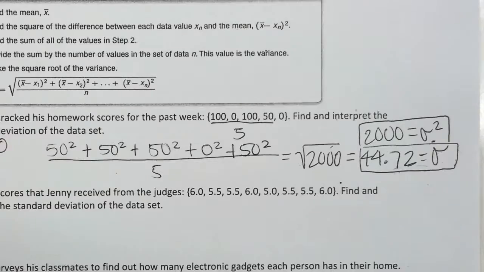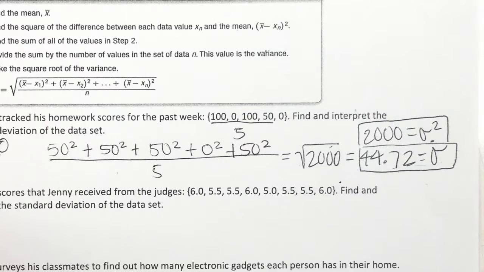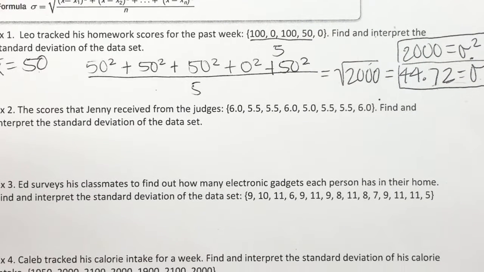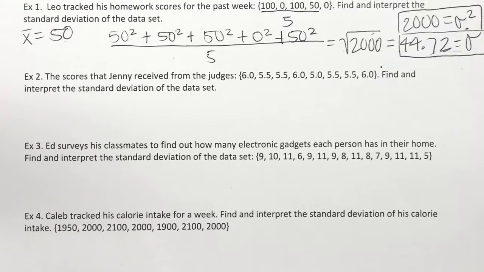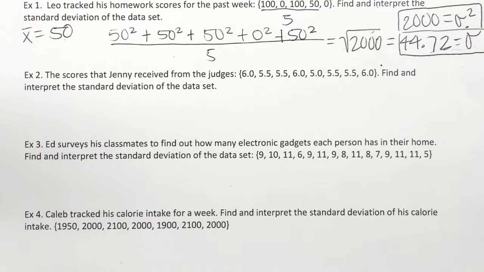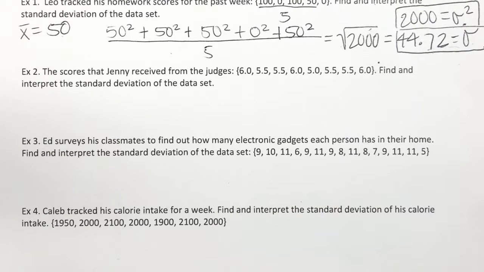Alright, Alonde, read example 2 for me. The scores that Jenny received from the judges. Find and interpret the standard deviation of the data. Alright, first thing we have to do is find the what? Mean. Good, go ahead and find that on your own, and I'll give you time to do that.